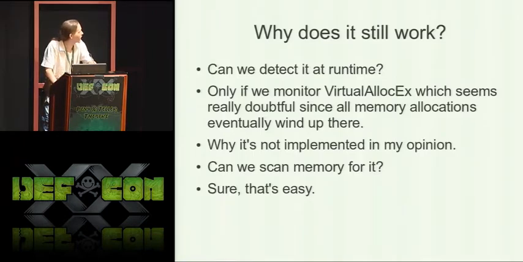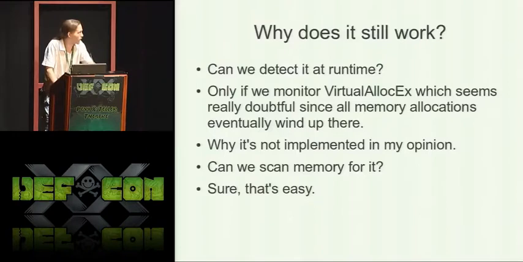But why does it still work? We could detect it at runtime, as it happens, but we'd have to be monitoring all memory allocations. And if you started doing that, just looking for the next copy to that allocation, you could simply trick your way past that. So it's very hard to do once, right? It's a continuous looping through. It's probably why it's not implemented. It's really hard on resources. You're going to have a really difficult time making it detect almost immediately after run without a significant performance impact.